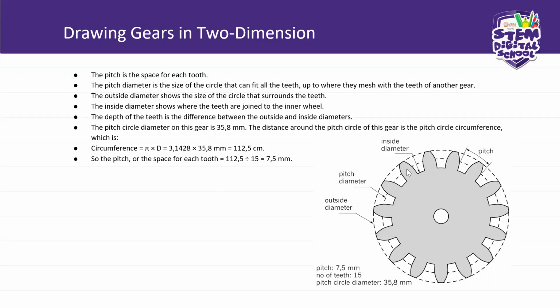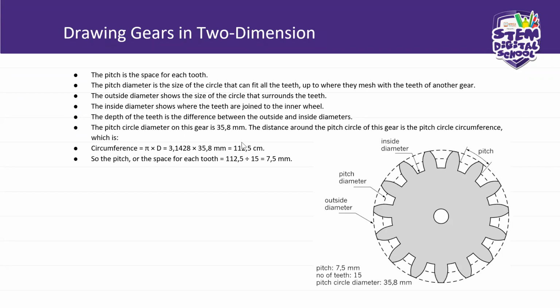So after you have drawn these three diameters, it's easy for you to know that my teeth will start on the inside diameter and extend to the outside diameter. And you know how big your pitch is, the space between the teeth. The pitch circle diameter on this gear is 35.8 millimeters. The distance around the pitch circle of this gear is the pitch circle circumference, okay.